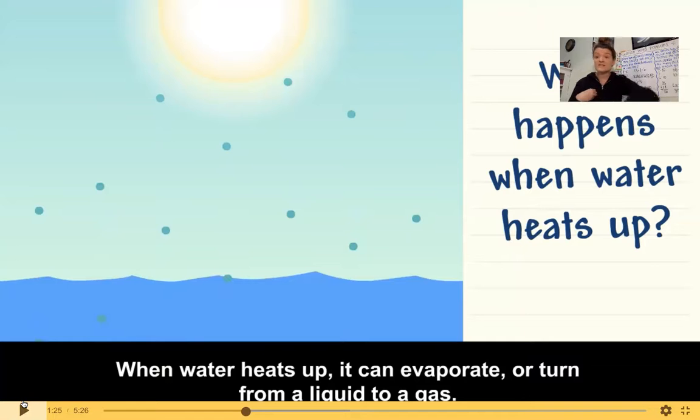When the heat from the sun transfers energy to the water and heats up that water and causes the water to evaporate, or turn from a liquid to a gas, to go back up into the clouds.